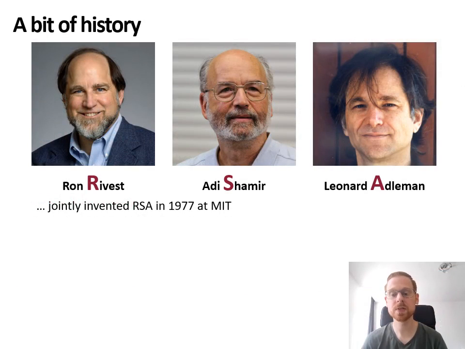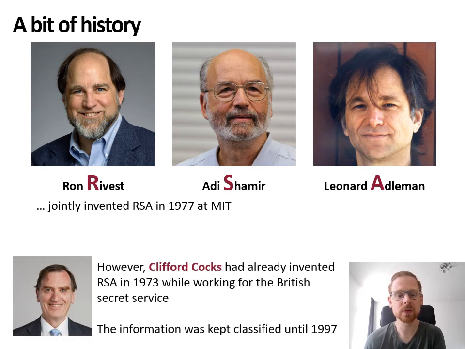And as I mentioned, RSA is named after its three inventors, Ron Rivest, Adi Shamir, and Leonard Adleman. They came up with RSA in 1977 at MIT. This is only 1 year after Diffie and Hellman first proposed this new type of encryption algorithms. However, later it was found out that a man named Clifford Cocks, who was working for the British Secret Service, had already invented something very similar to RSA in 1973. This information, however, was kept classified until 1997.